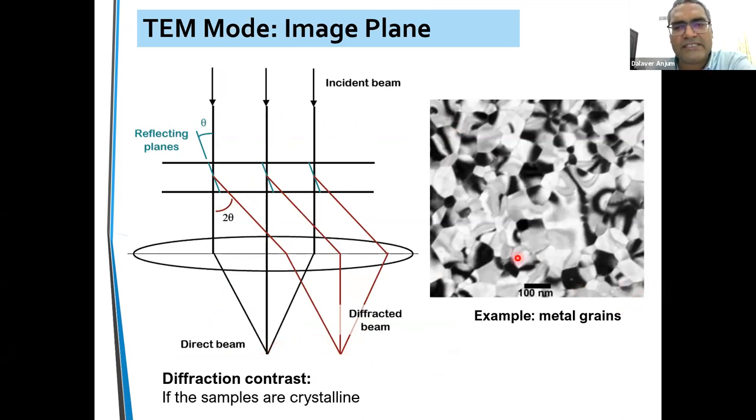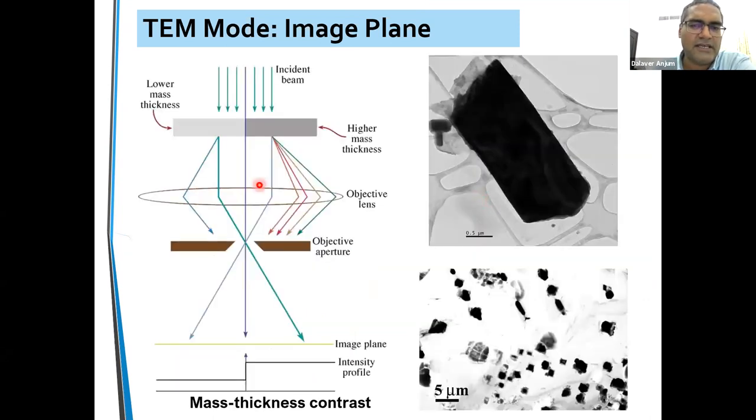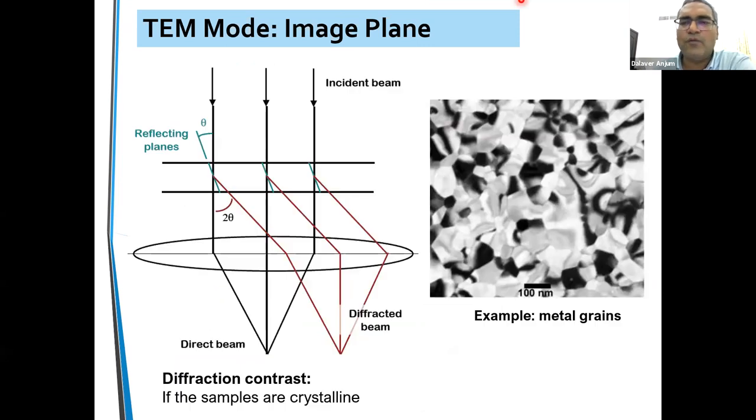Here we can see in the image, if we put the same aperture like the way we did here, some crystals are dark, some are white, even though they're all the same thickness, same density, the same metal. So why are they darker and brighter? Because they're diffracting. The diffracting ones are the black ones, because they're under the Bragg condition and they are going away from the direct beam.